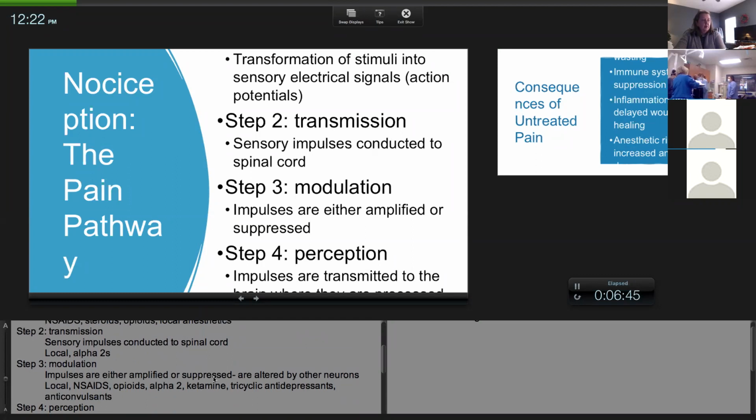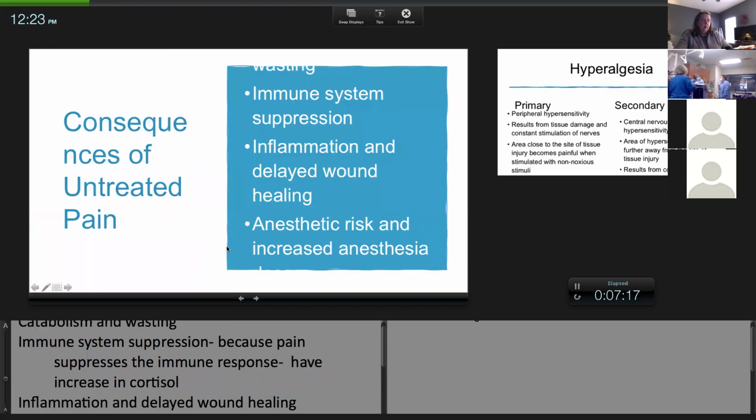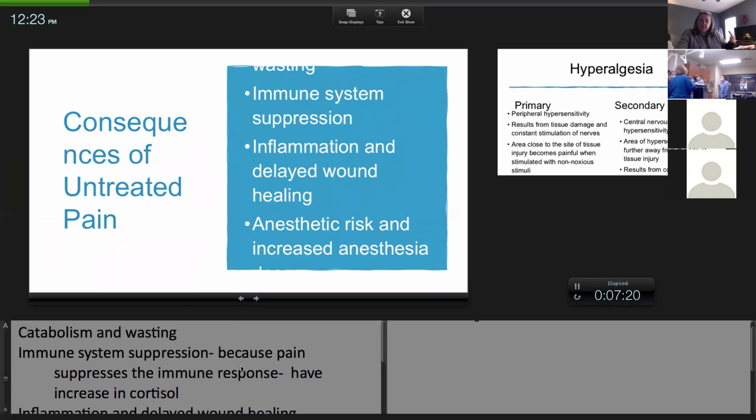Impulses are amplified or suppressed. So ketamine. Primarily we give it as part of our induction protocol, part of Kitty Magic. Ketamine is also used in our morphine, lidocaine, ketamine CRI that we can give for pain. It's altering that modulation, which then, if we alter modulation, do we get to perception? So again, we're treating different levels of pain at different pathways.